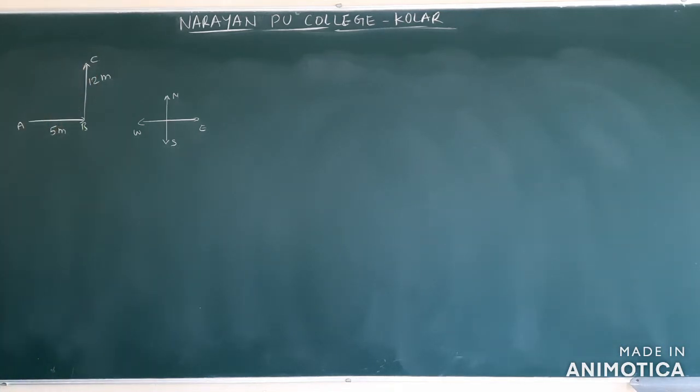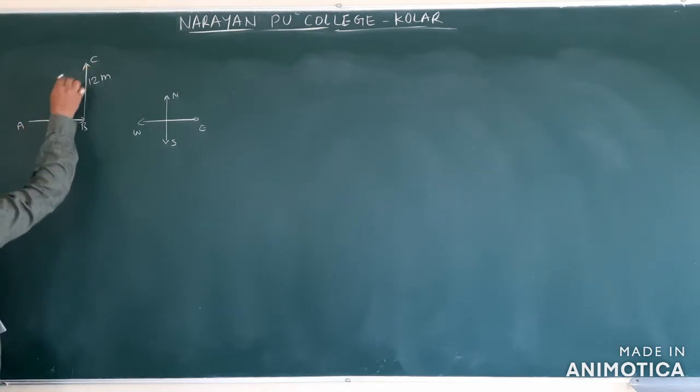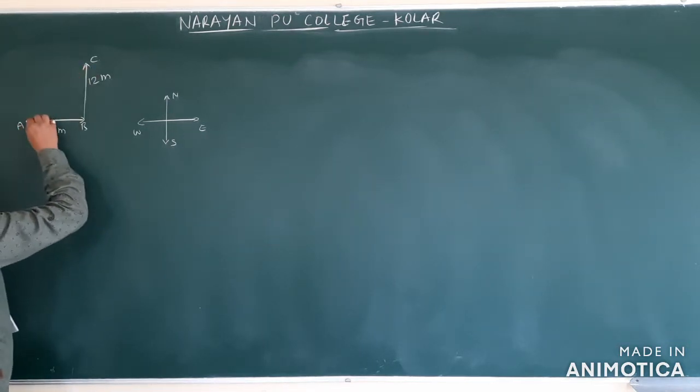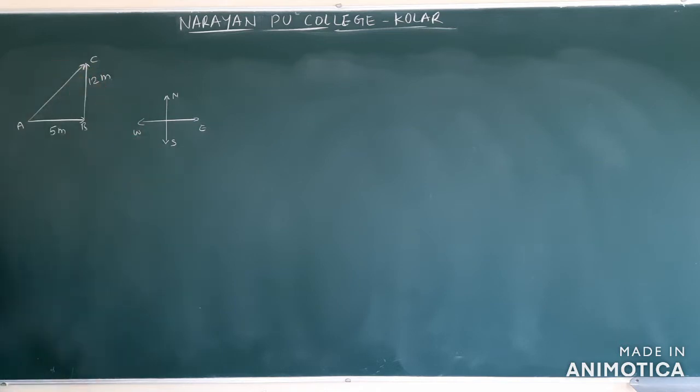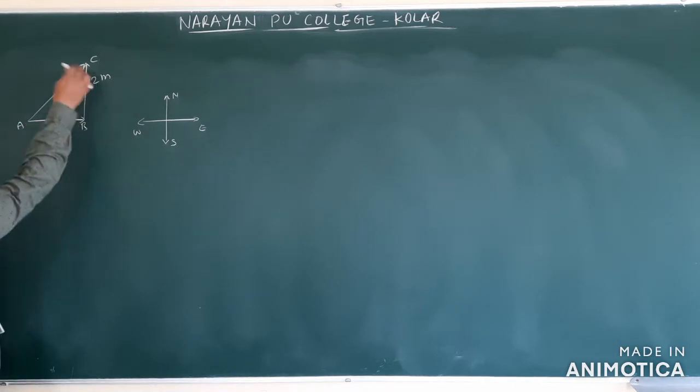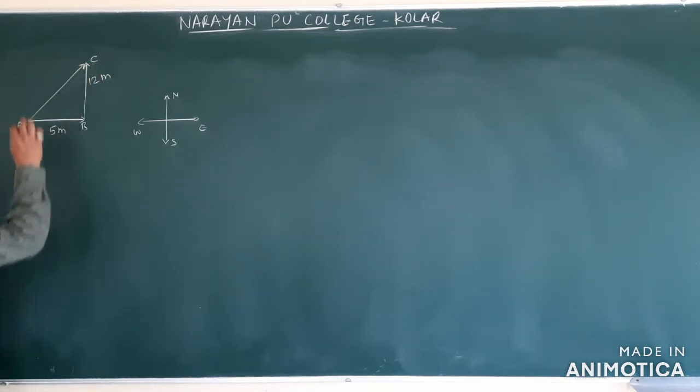Now, what are they asking in the problem? Find the displacement and distance. First, they are asking displacement. What is the definition of displacement? We said it is the shortest possible distance between initial and final position. So already you can see this is a right angle triangle. You can solve how to find this.